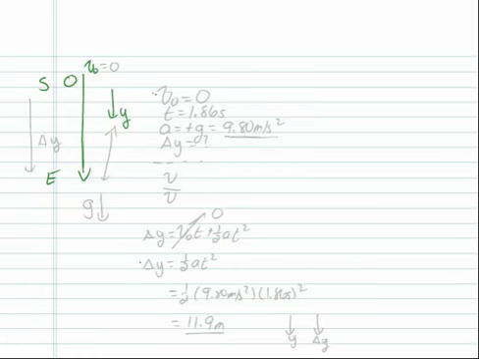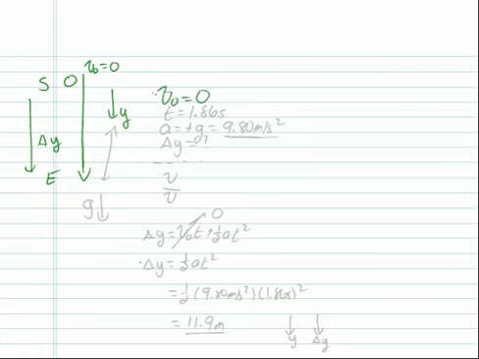Since the stone is dropped, V0 is 0. I am looking for delta y. So I'm really not looking for how tall the bridge is, because the bridge isn't moving. I'm looking how far the stone displaced. That would be the height of the bridge. So let's make our list.